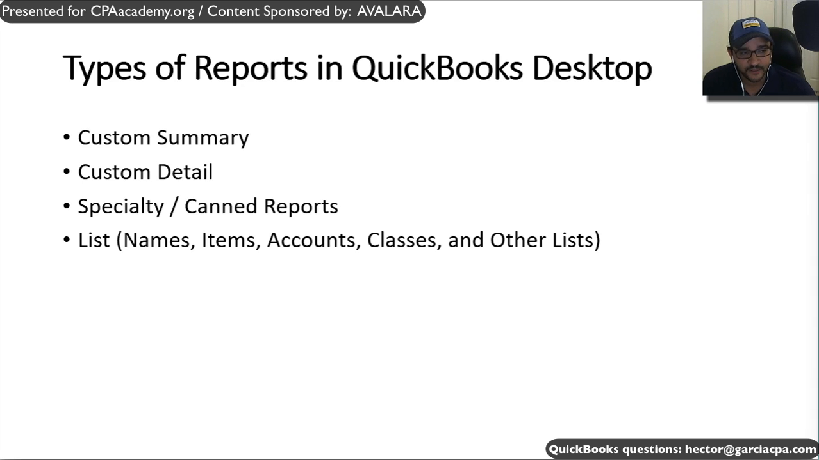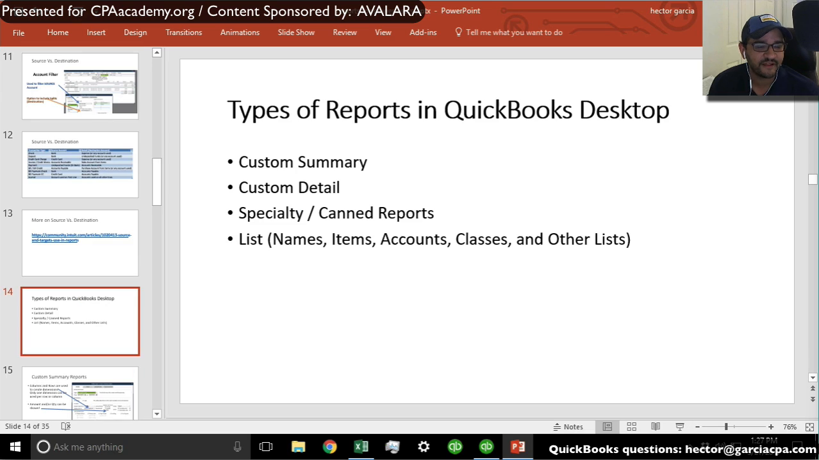And then we have the specialty reports, or what I call the canned reports. You can also call them the default reports. These are the reports that are already built into QuickBooks that you can run some filters on if you want to, like profit and loss, balance sheet, things that are most commonly used. QuickBooks Desktop has about 120 of these reports, so there's going to be plenty of those. And then finally, we're going to have the list reports. So let me show you some examples of that first.